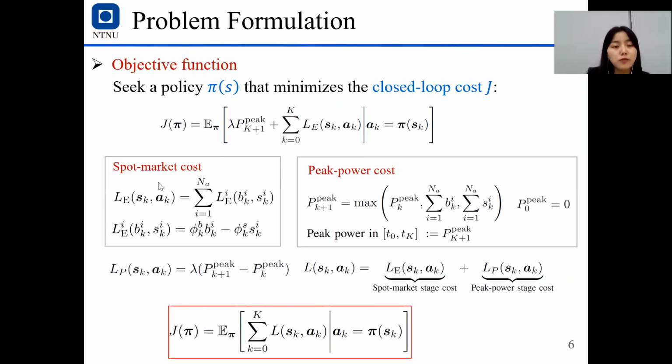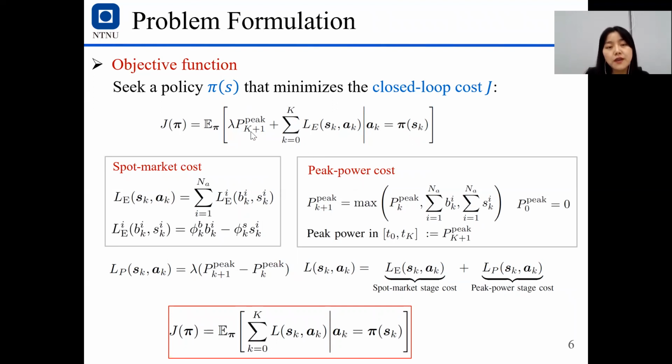Let's first look at the spot market cost. It is a summation over all agents of their spot market stage cost, which is defined by the difference between buying and selling profit. It's the buying and selling difference you get. And the peak power cost is some coefficient times the peak power during this one month period.